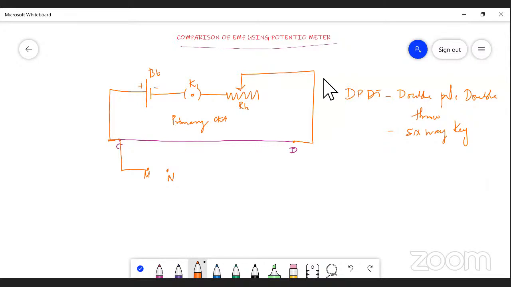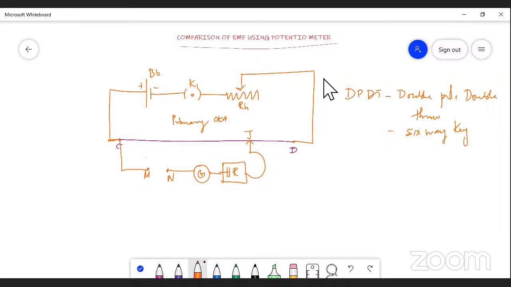So the end M of a DPDT switch is connected to the terminal C of the potentiometer wire. N is connected to the jockey through a galvanometer and a high resistance. So this forms the secondary circuit. This circuit is not yet complete. The terminals M and N of a DPDT switch or a six-way key are connected across these two points C and J. C is connected to M and N is connected to J through the galvanometer and high resistance.